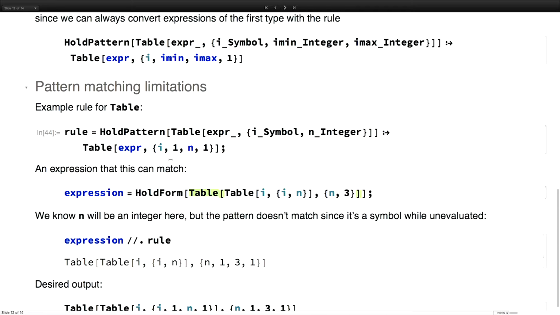So here's where things get difficult. This one here, this n, that's not going to match this when it's in this held form here, because that's not an integer. So the pattern matcher is not going to see that as an integer, even though I know it's going to be an integer during evaluation. Pattern matcher doesn't know that.